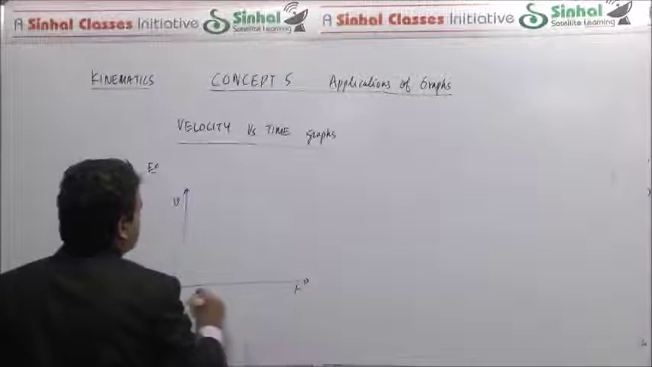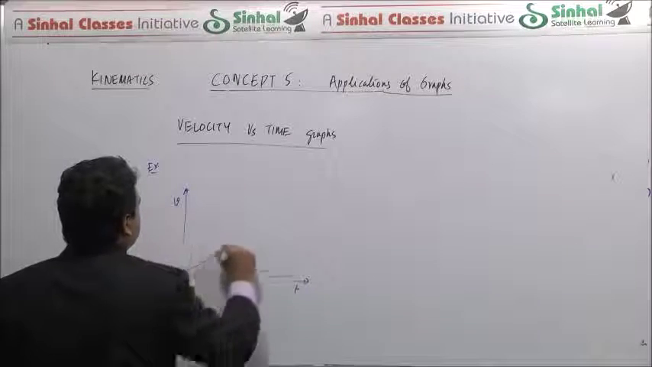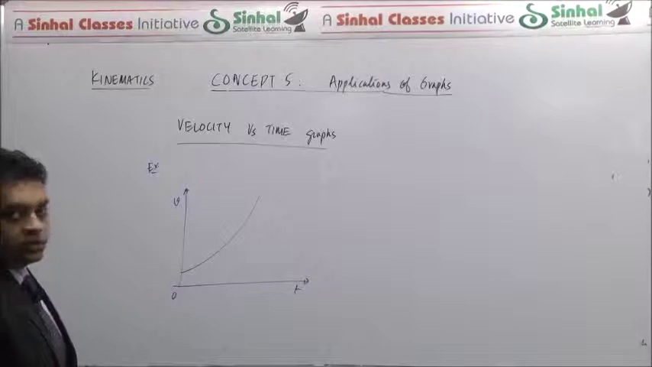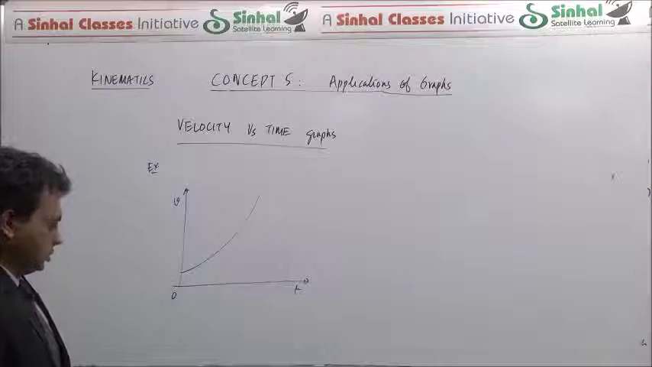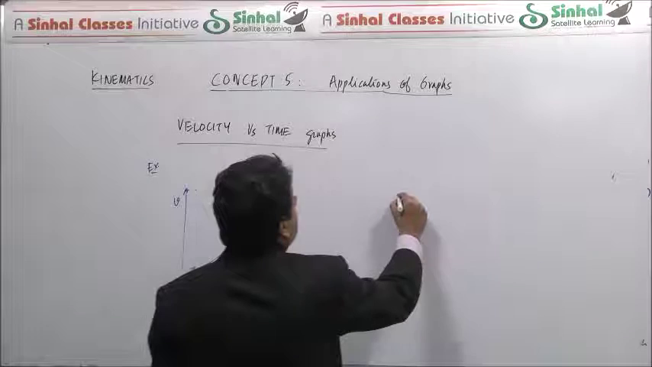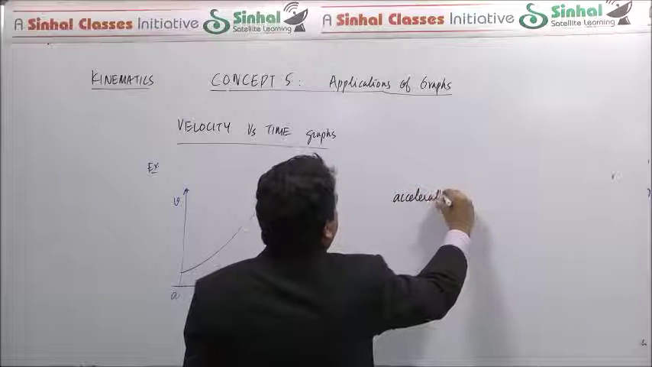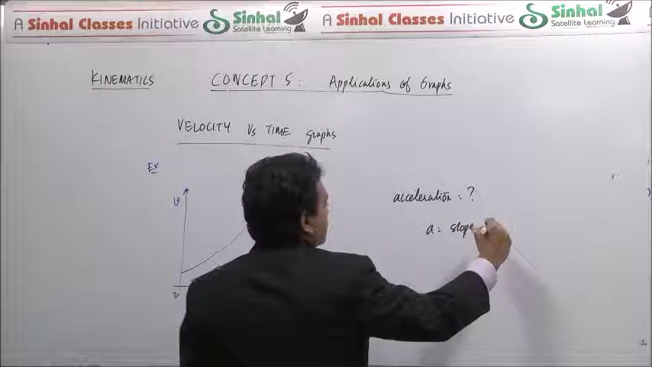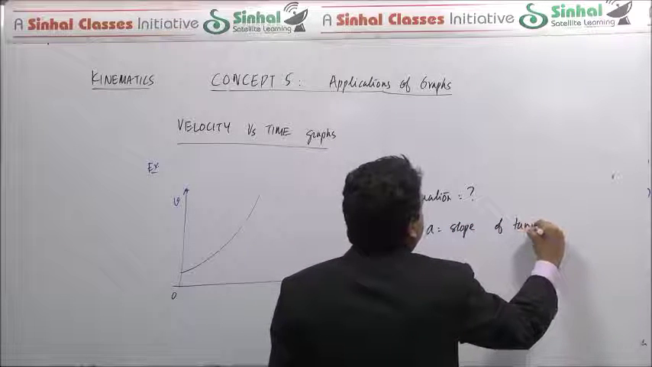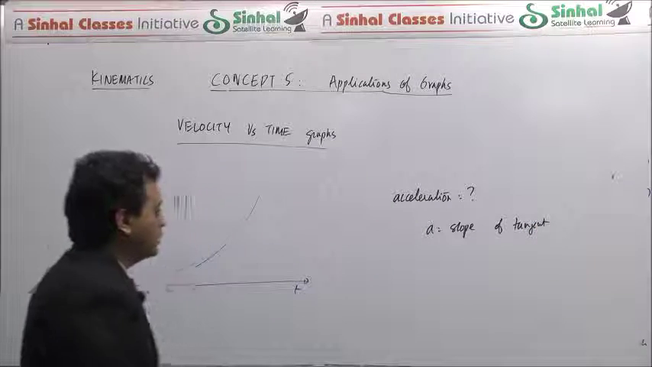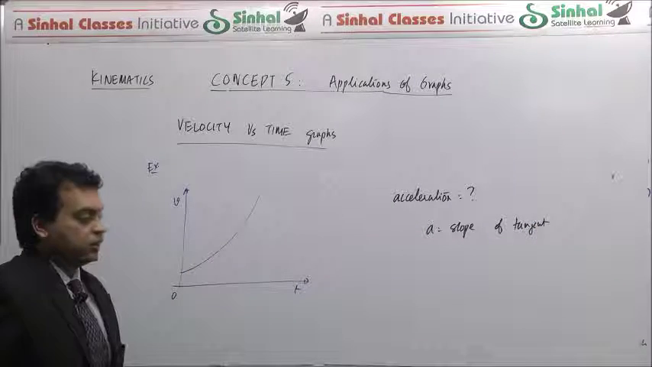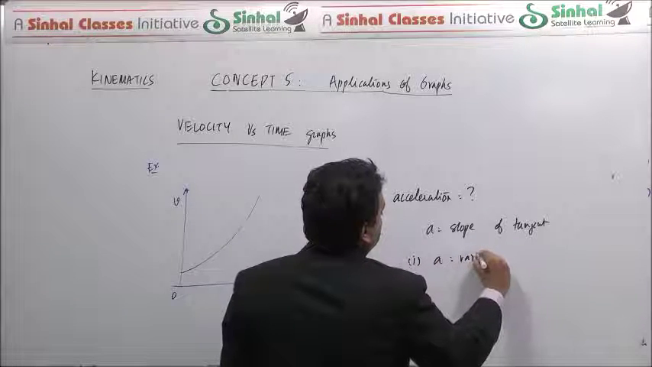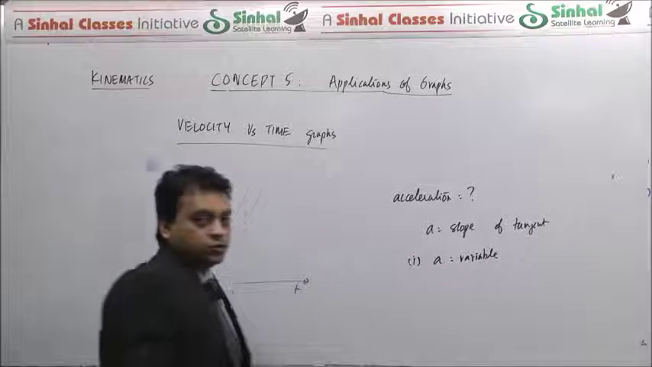Now let's look at something like this, where the velocity time graph looks like this. So it has basically a convex upwards or a concave downwards kind of shape. So what can we comment about acceleration here? You can see acceleration is the slope of the tangent. Okay. So as you can see, since this is not a linear graph, definitely one thing we can see is that acceleration is variable because the slope is constantly changing.